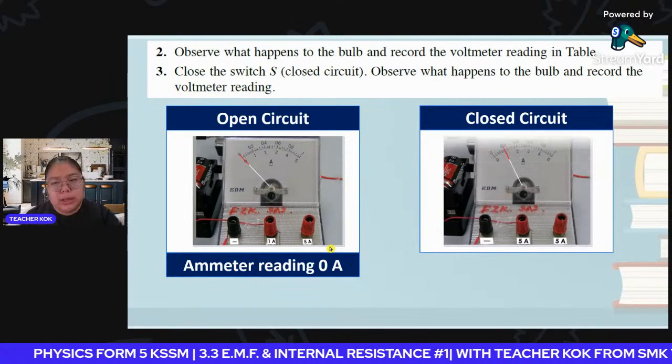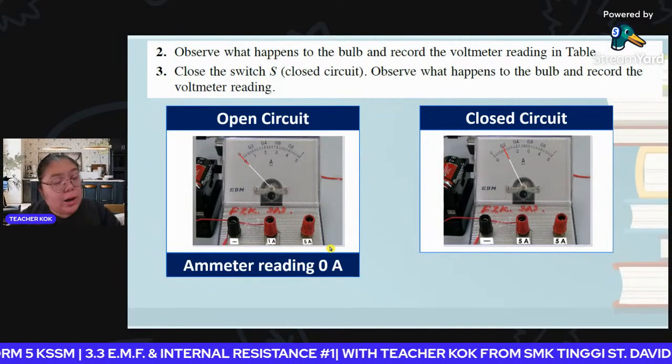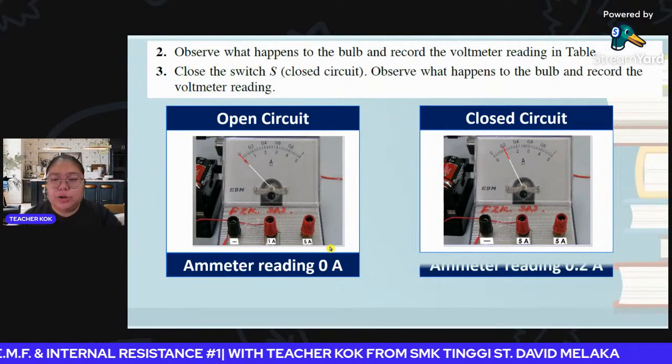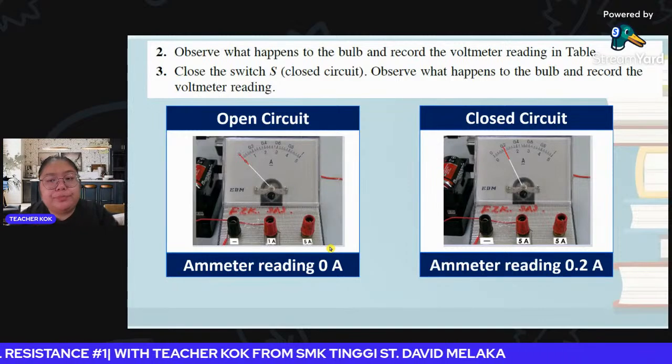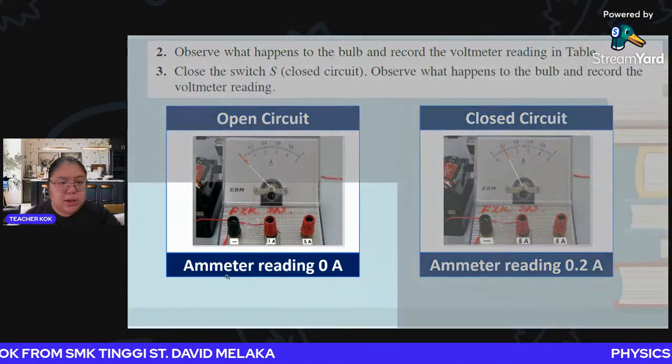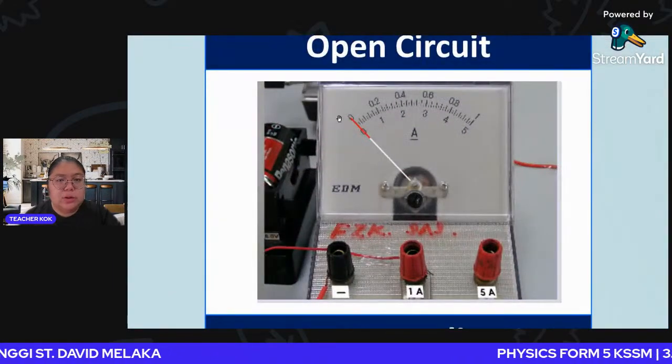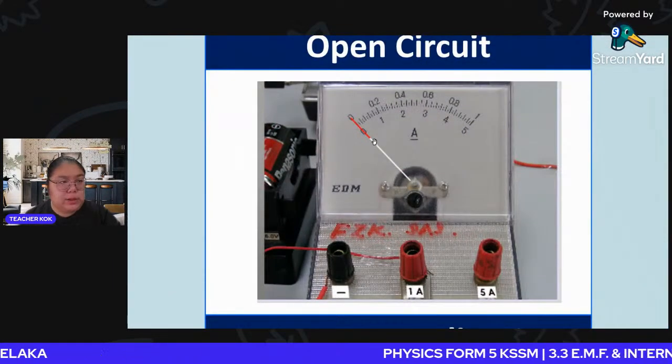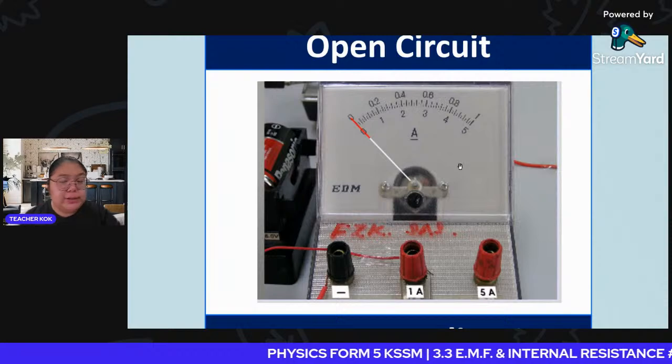So closed circuit means you have current passing through. The current shows 0.2 ampere. If you cannot see, I will go and focus. The first one, 0. Nothing to be seen.